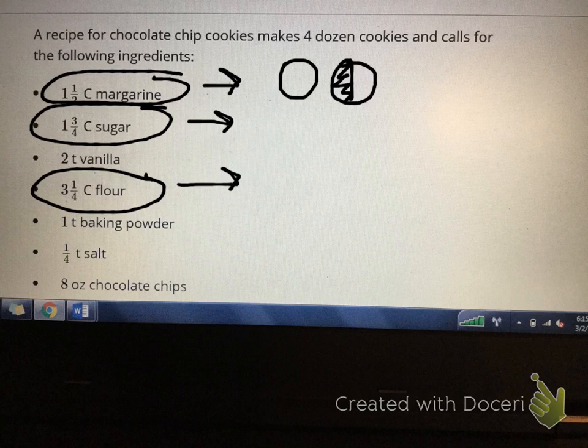Then I would take my 1 and split it into parts based on my denominator of 2. Shade in both parts because it's a whole. And then I would count how many parts I have. 1, 2, 3. So margarine is now equal, instead of 1 1/2 cups, it is now equal to 3 half cups.